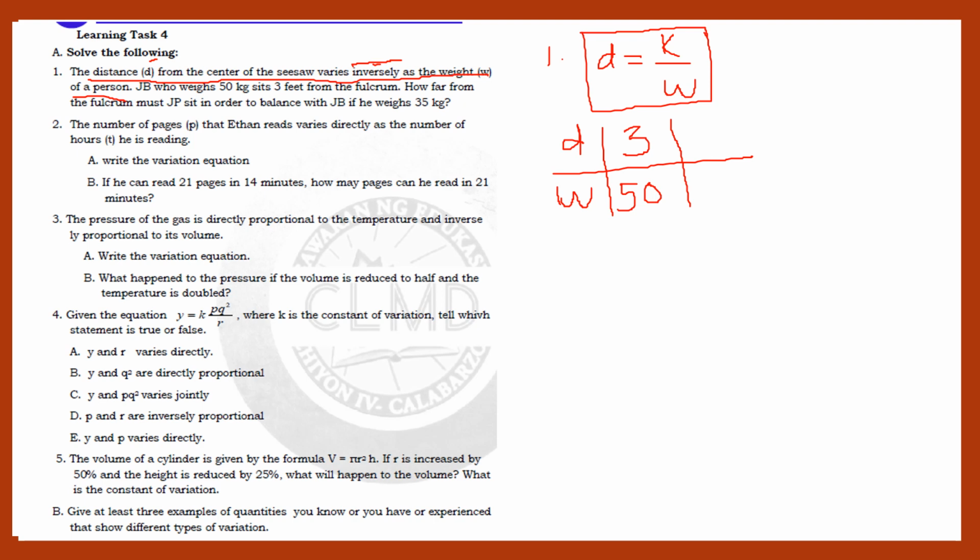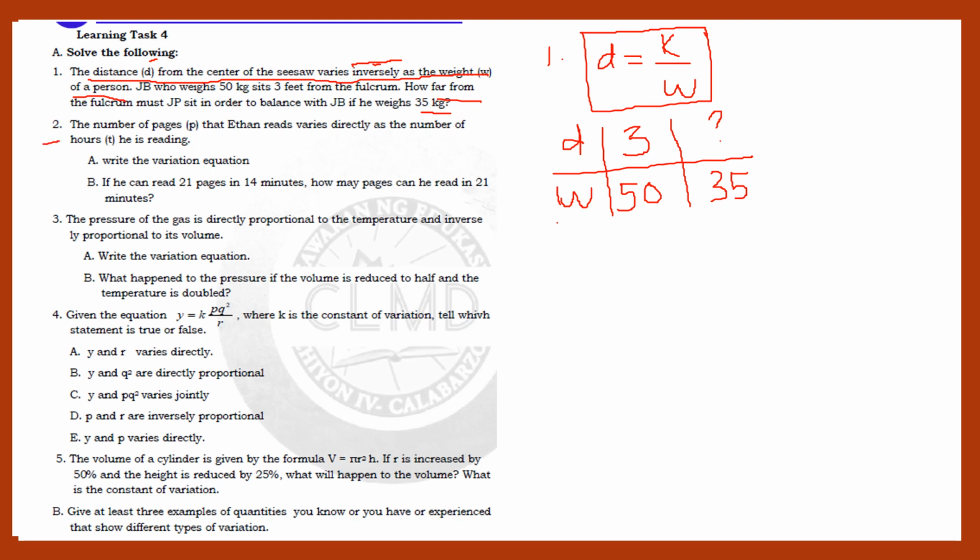Next is how far the fulcrum must be to sit in order to balance JB if he weighs 35 kilogram. Wherein the 35 kilogram is also a weight. So, we put that here. And the question is how far should he be from the fulcrum? Then that is your unknown. That is what you should solve. Now, somewhat this is on your example number 1 before or learning task 1. Just go back to our video last time and you'll be able to answer this. Now, technically, this is how you're going to answer all.